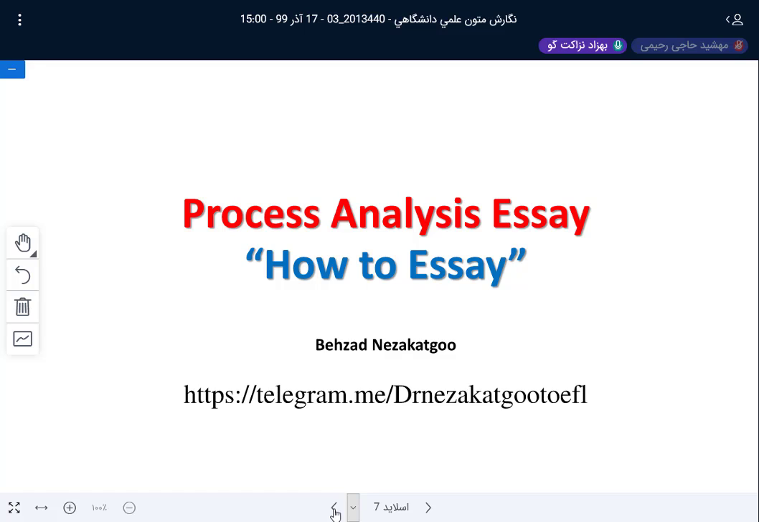Okay, it assumes that you know a process that your reader doesn't know, and you explain how to do this thing in a step-by-step manner so that your reader could do it. This is directive. You just give direction.